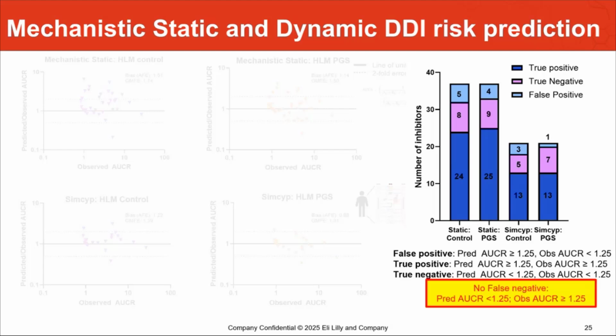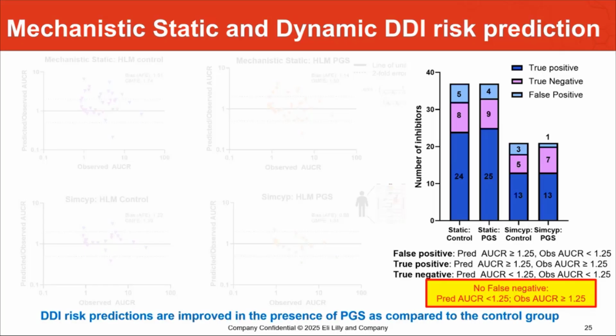Most importantly, we have no false negatives, where we would have predicted no interaction, and in reality, there was an interaction in the clinic, which again is important. We don't want to eliminate the risk, because for patient safety, we want to ensure that there is no interaction as we move that drug forward. And so the DDI risk predictions are improved in the presence of progesterone as compared to the traditional control way of which we do that.